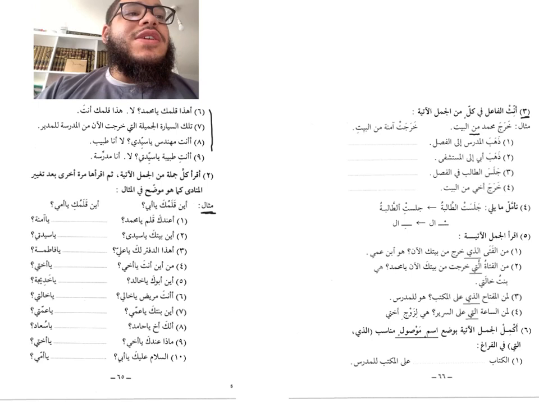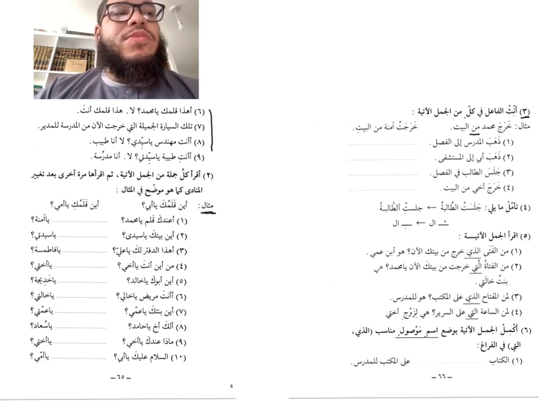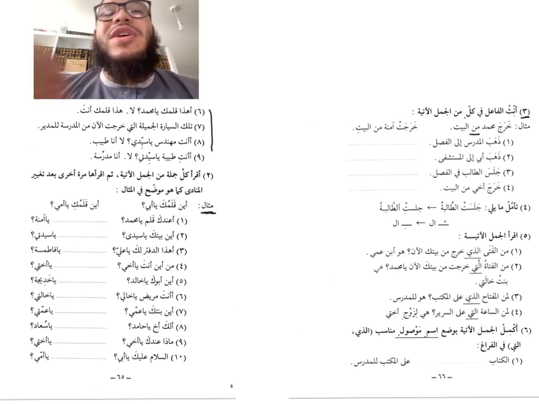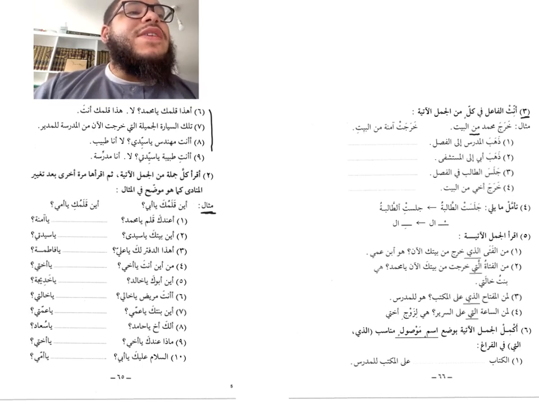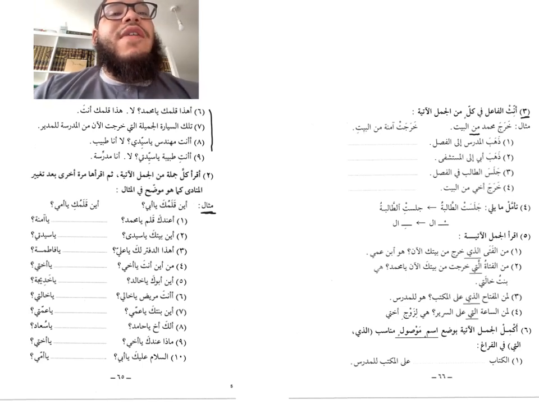Okay? So خرج محمد, Muhammad left. Where did he leave from? Min al-bayti. So خرج Muhammad min al-bayti. Muhammad left the house. We don't translate from, we don't need to. So how do I make this verb now, خرج, become feminine?